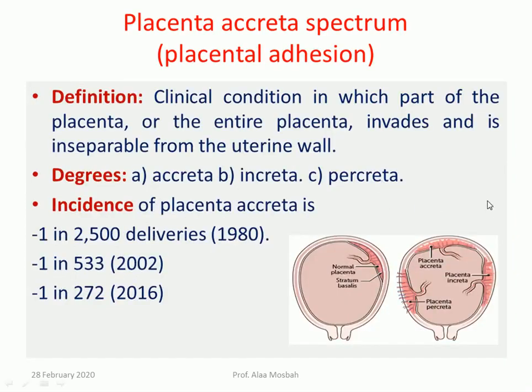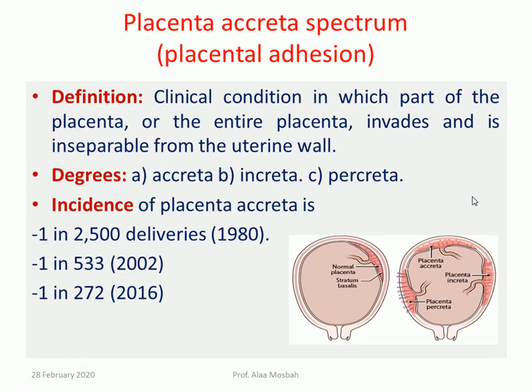Placenta accreta spectrum or placental adhesions and invasions. The definition of placenta accreta spectrum is a clinical condition in which a part of the placenta or the entire placenta invades and is inseparable from the uterine wall. 3 degrees: accreta, increta, percreta.